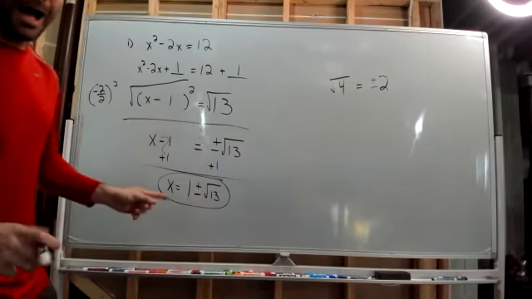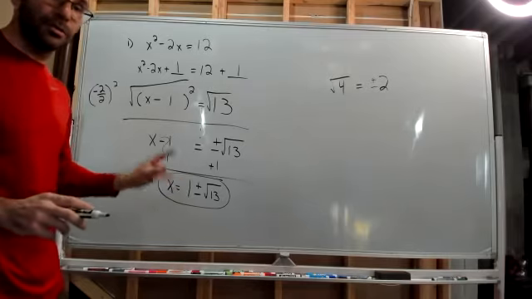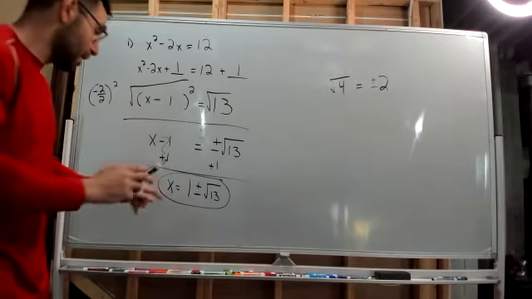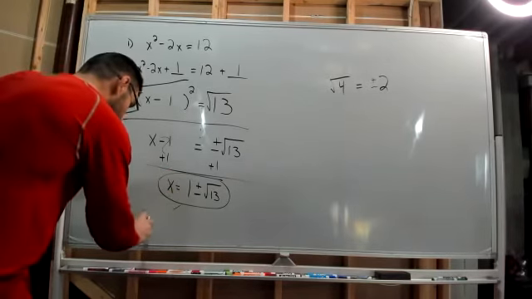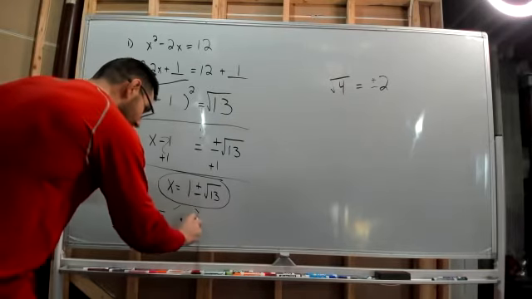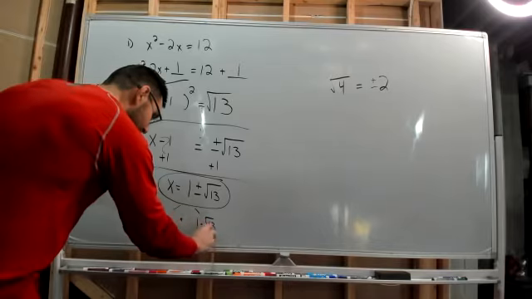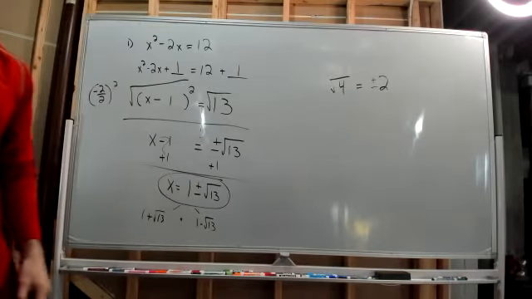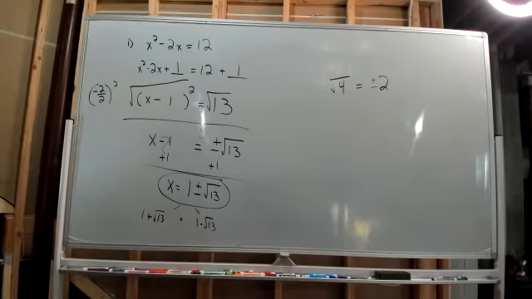That means I have x-intercepts at 2 different places, 2 different answers, because this is 1 plus the square root of 13 and 1 minus the square root of 13. They're irrational because non-perfect square roots are irrational numbers, which means the decimals never, ever, ever end.